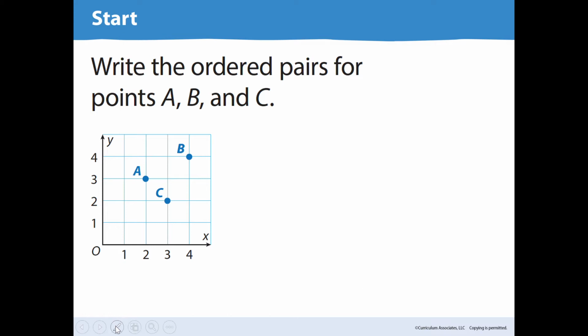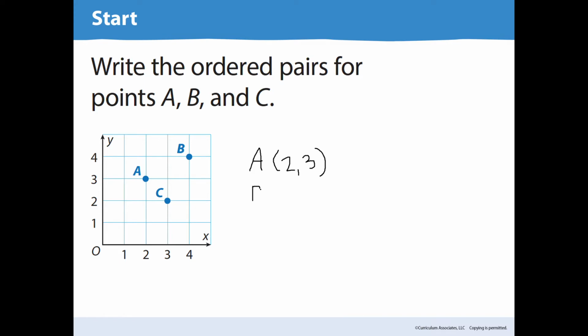When we are finding ordered pairs, we always do X first and then Y, that means over first and then up. So A is over 2, up 3. So A's ordered pair is 2, 3.